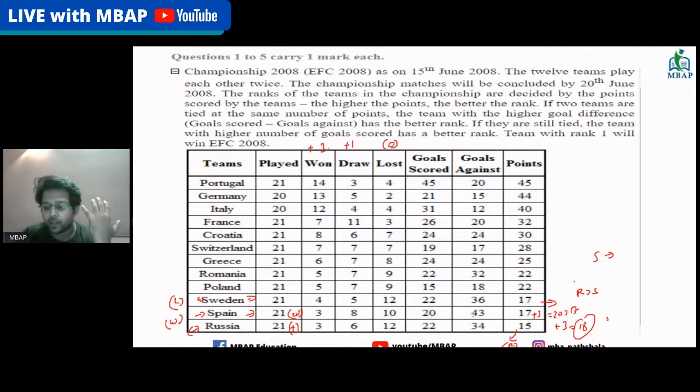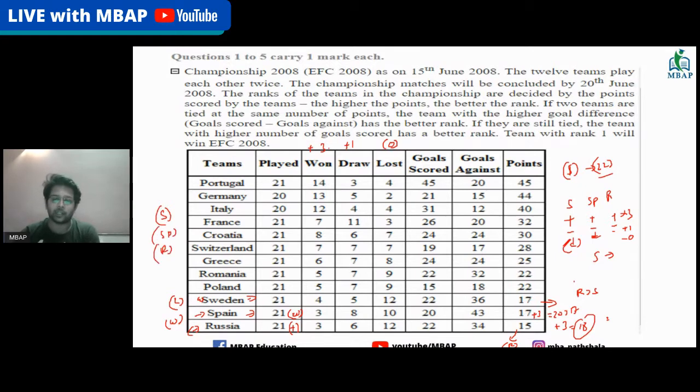The answer depends again on the same thing. The statistics of the 22nd match have not been given to you. Sweden, Spain, and Russia: are they winning, losing, or drawing? The answer depends on them. We do not know. Even if I do +3, +1, and 0, you will still not be able to get the answer because there are a lot of possible cases. So either Sweden can go out, Spain can go out, or Russia can go out, depending on the 22nd match.